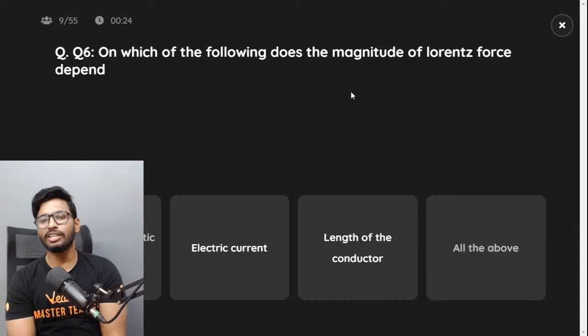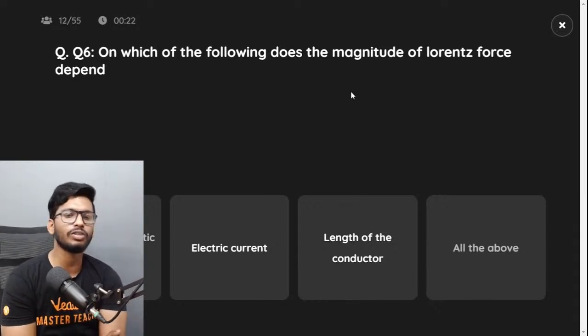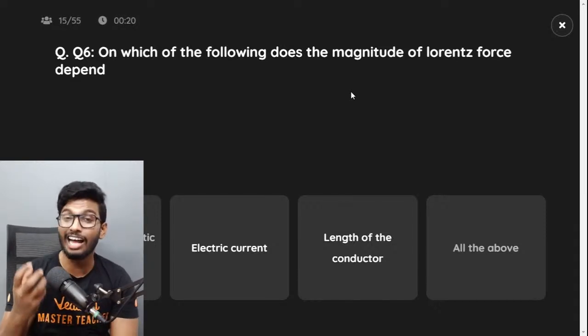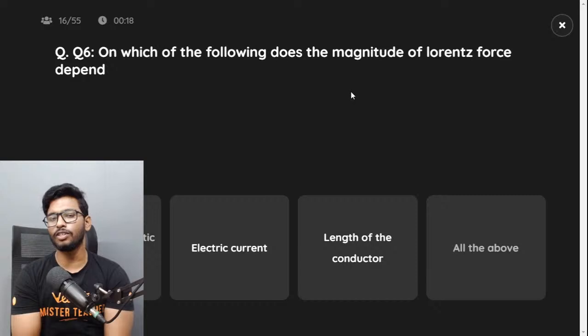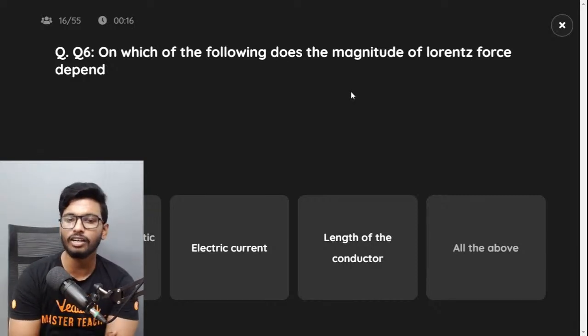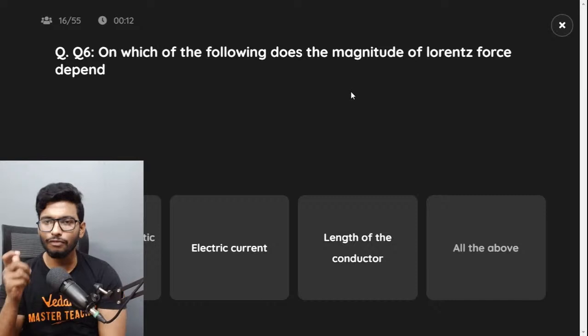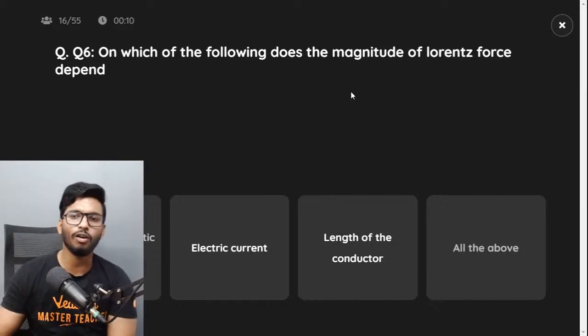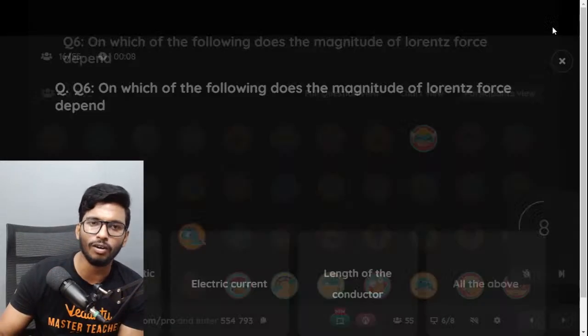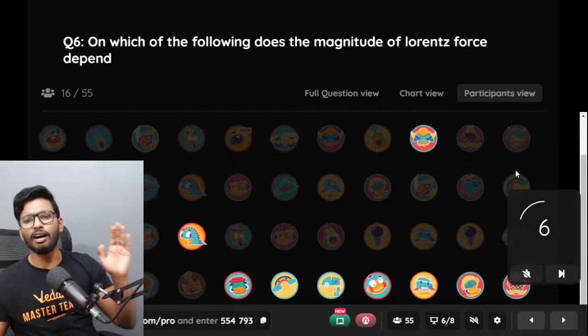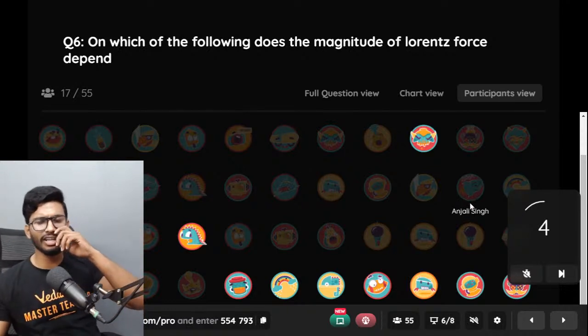On which of the following does the magnitude of Lorentz force depend? The options are the strength of the magnetic field, electric current, the length of the conductor, or all of the above. On what factor does the magnitude of Lorentz force depend? Very simple question again. I'm pretty sure you would have all given me the right answer for this.